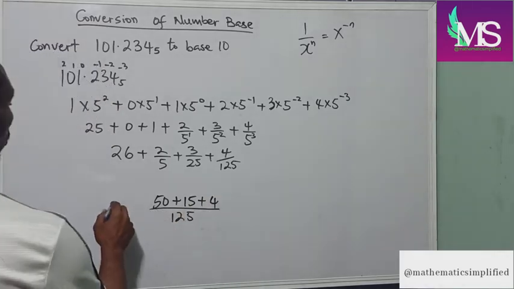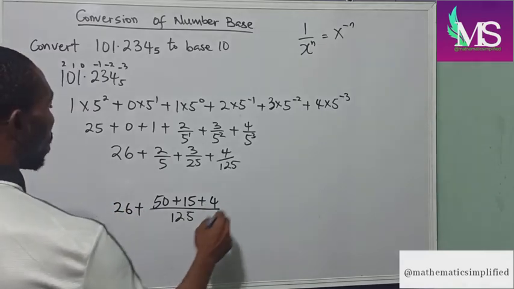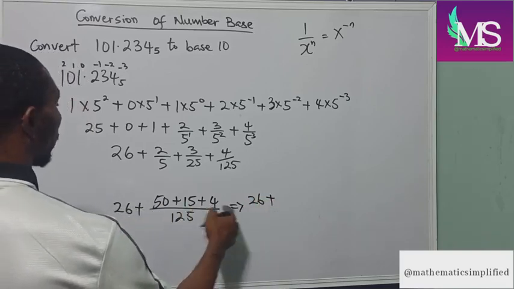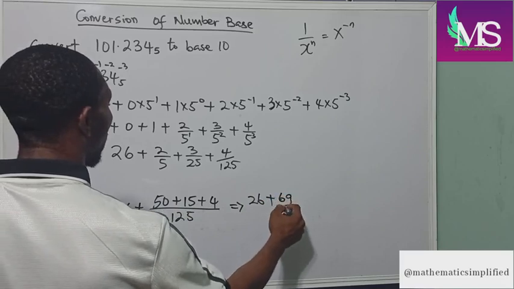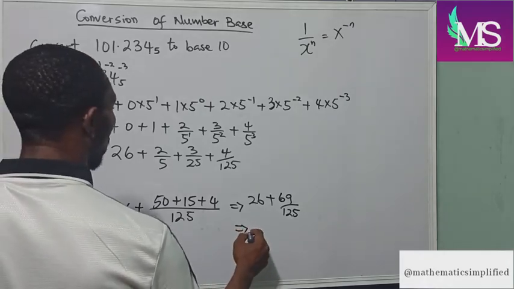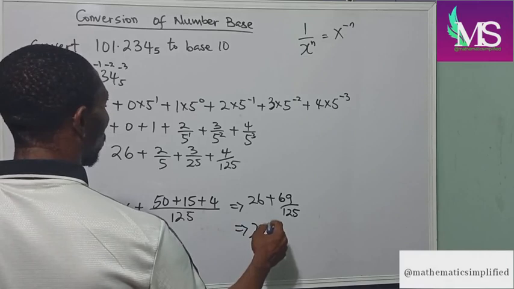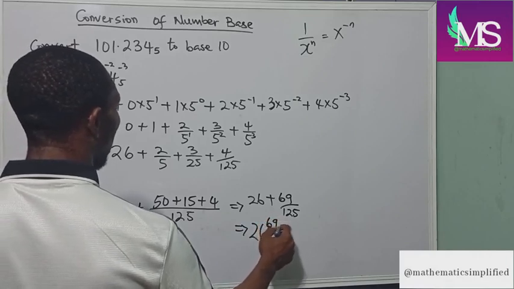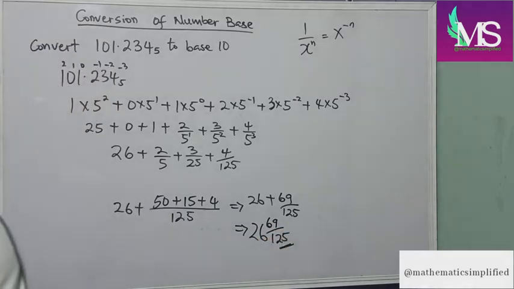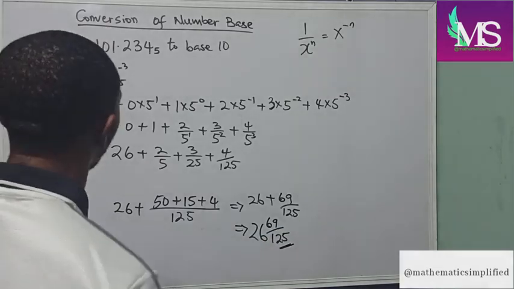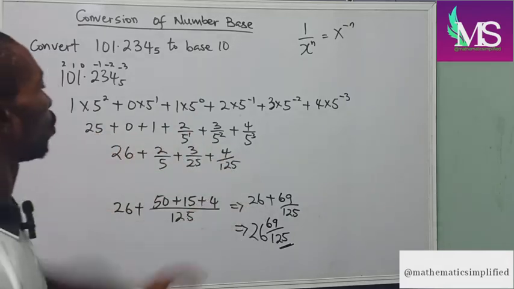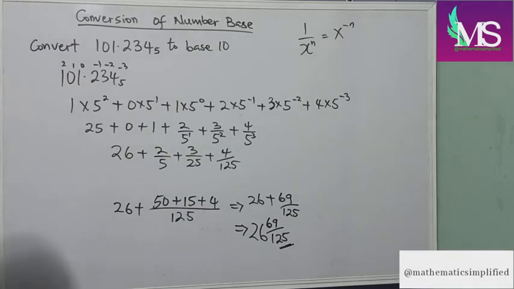So this leaves us with 26 plus 50 plus 15 plus 4, that is 69, so 69 over 125. Alright? So this will give us a whole number of 26 fraction 69 over 125. Alright, that will be our answer. Now you need to notice that for the whole number part, we left it out to add to the decimal point after getting our answer.